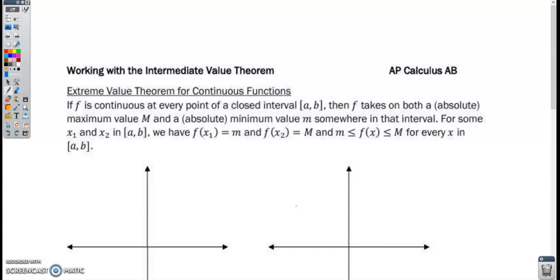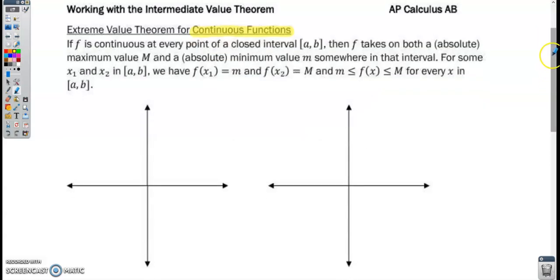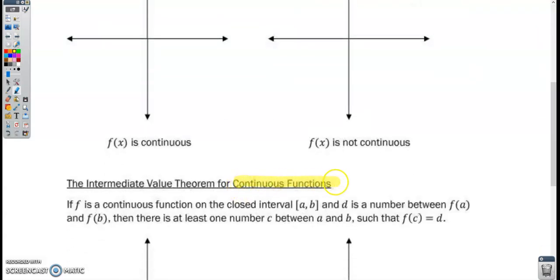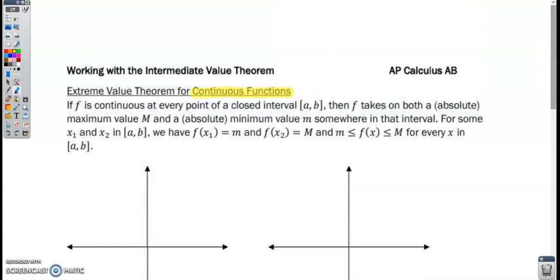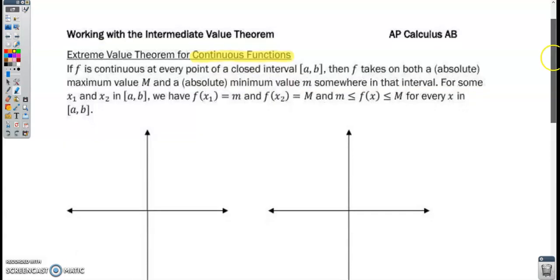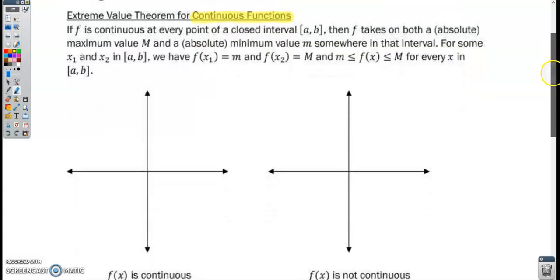Alright, and I call these continuity theorems because both of them that we're looking at here on the front page rely on functions being continuous. We're going to look at the Extreme Value Theorem for continuous functions and the Intermediate Value Theorem for continuous functions. You want to make sure you keep these two straight and what they are. They're commonly kind of paired together because they both rely on continuity in their hypothesis, but different conclusions that we can make based off of a function being continuous. So let's take a look at the Extreme Value Theorem first.